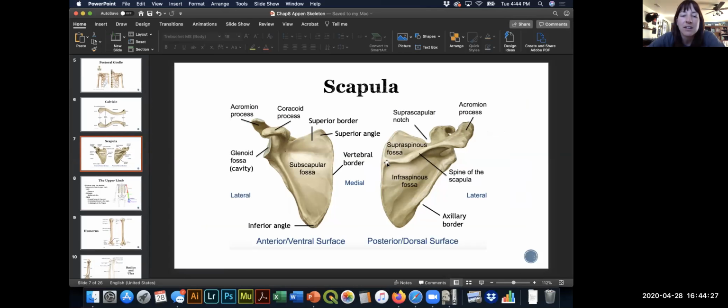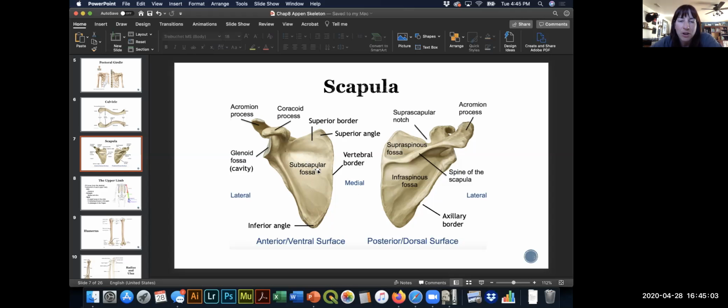They're really not that bad because you have, first of all, 3 borders. You have a superior border. You have a medial border, which you know is medial because it's vertebral. It's close to your vertebral column. Okay. And your axillary border, which is your lateral border. So that's 1, 2, 3 borders. You have 2 angles, a superior angle and an inferior angle. Okay, so just basically like pointy bits on the flat part of your scapula.